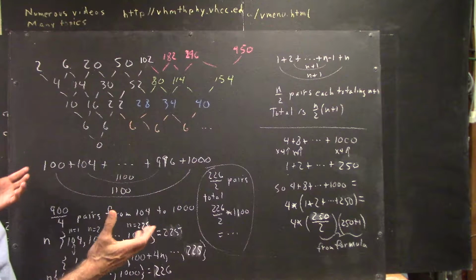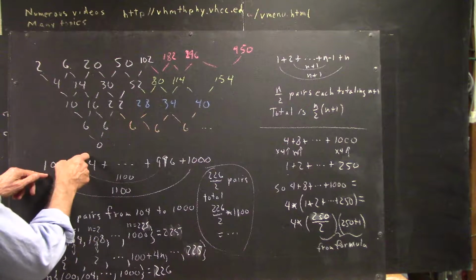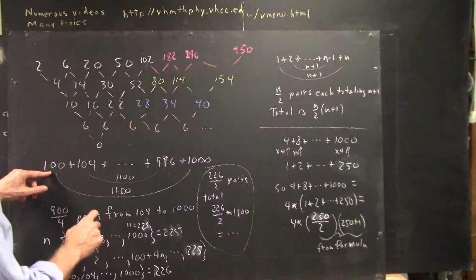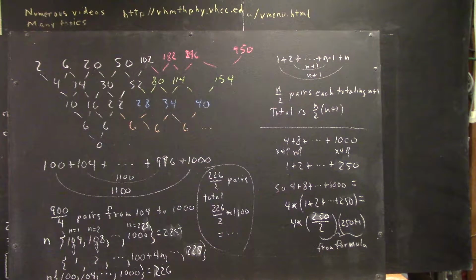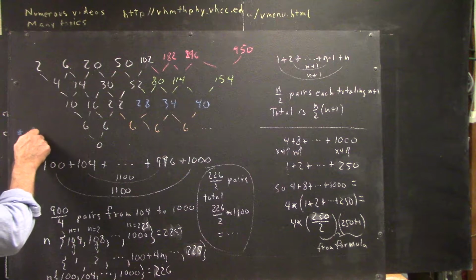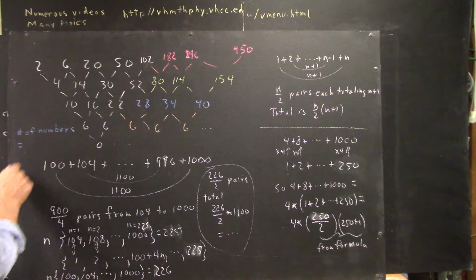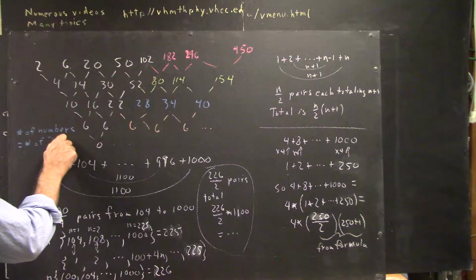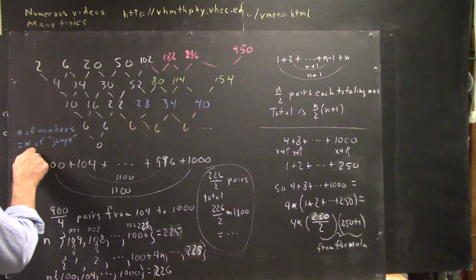How many numbers do we need if we're going to have 225 jumps? Well, we've got to start here, and then we make our first jump. So the number of numbers that we have here has to be one more than the number of jumps. Okay, so the number of numbers equals the number of jumps plus 1.